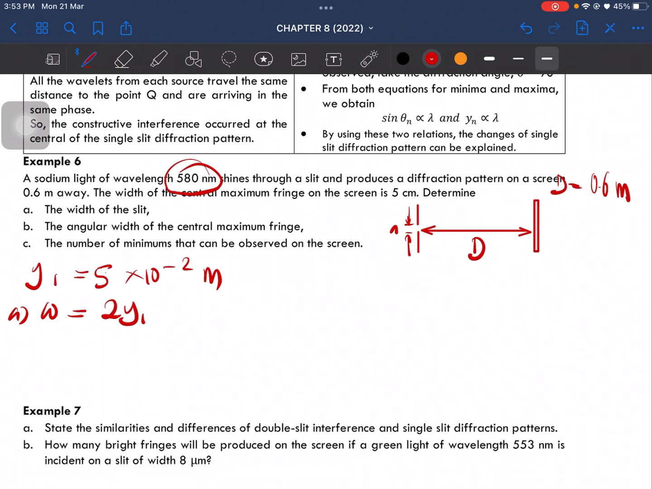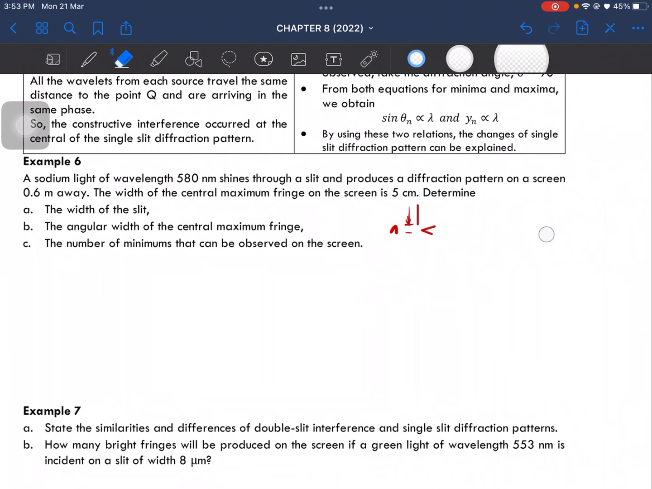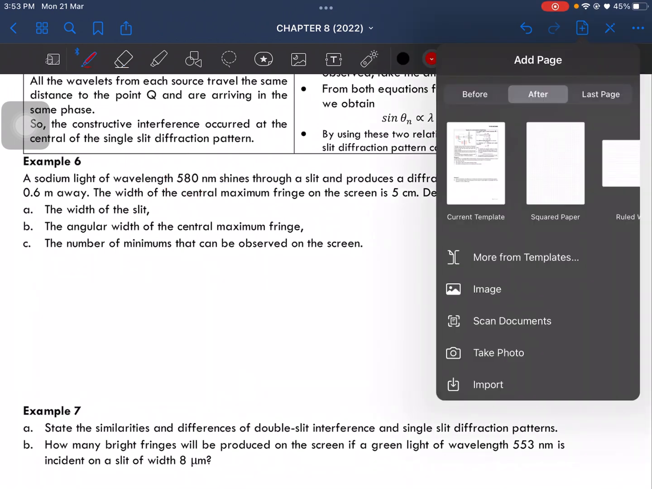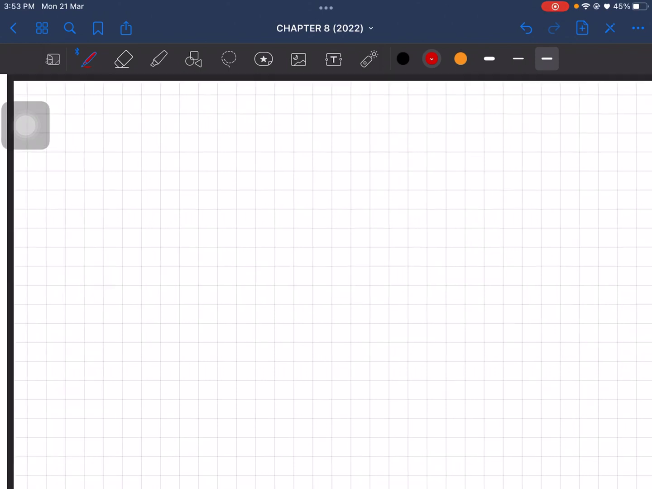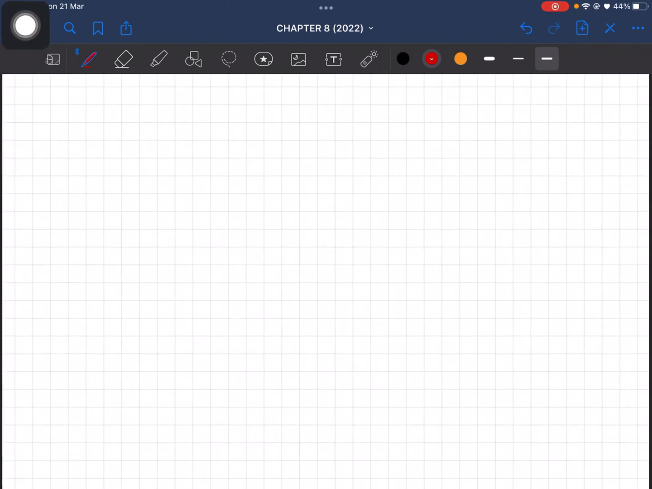The width, the width of the central maximum. Sorry, that is confusing. I'm not confused, I'm just tired, I guess. Let me do this on a paper here, because there's not enough space.